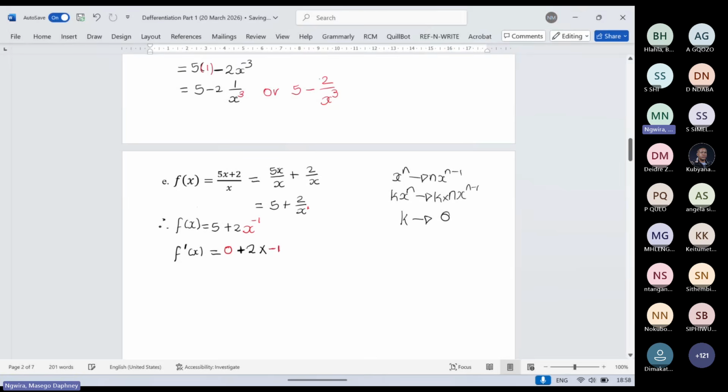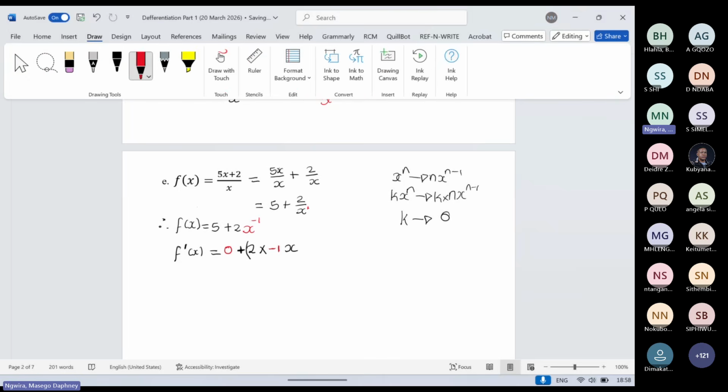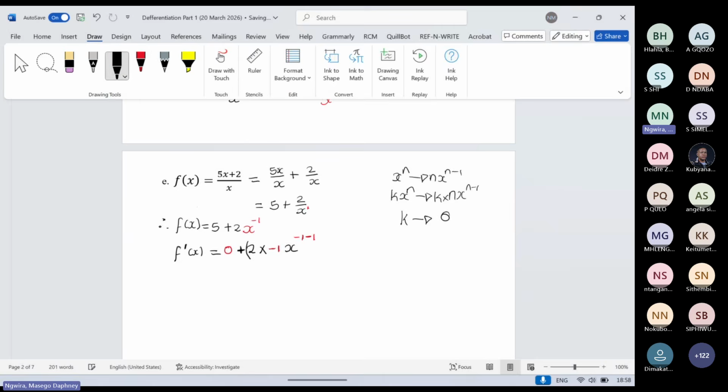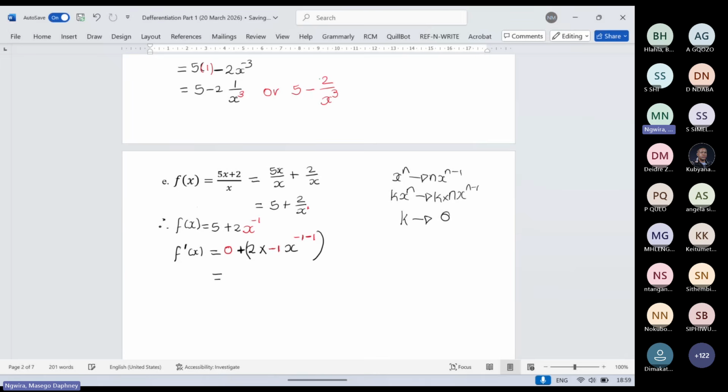Oh, someone said I must use brackets. Okay, I'll use brackets again. Negative 1 x to the power of negative 1 minus 1. You minus the 1. Negative 1 minus 1 is negative 2. Then this is 0 plus negative 2 x to the power of negative 2. I don't like writing this. Then the 0 falls off. Then I have negative 2 x to the power of negative 2.